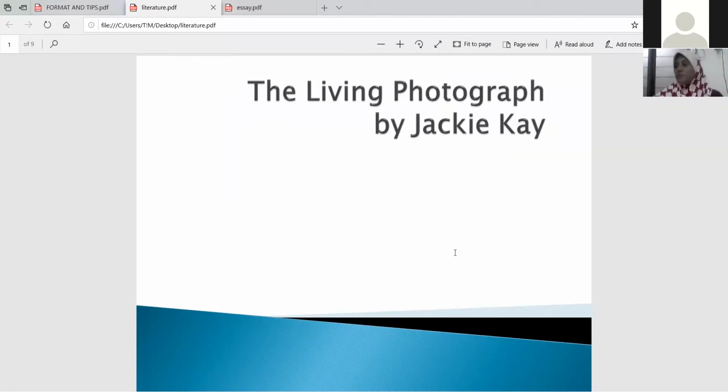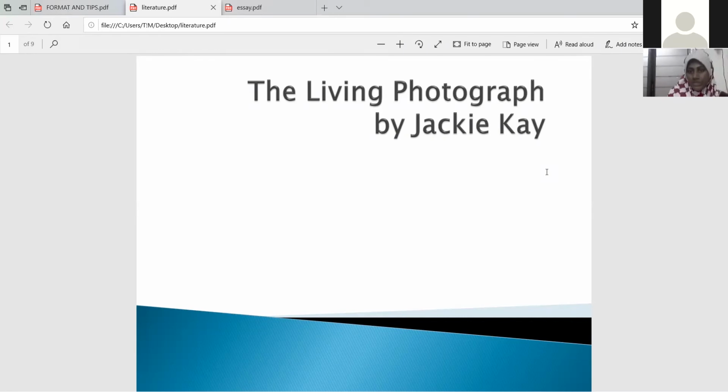So now we will start with our Form 4 poem, and then we will also do our Form 5 topic. We will start with our poem, which is The Living Photograph. This is a very famous poem.